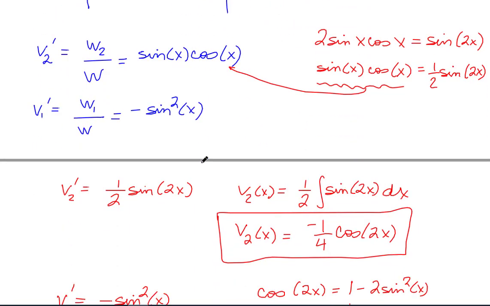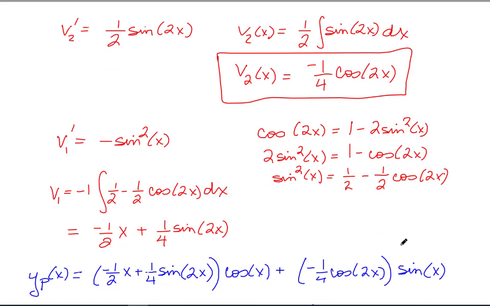So I'm integrating 1/2 sine 2x. This is easy. We get a minus cosine for the antiderivative of sine. Because of substitution, I get another 1/2 out, so a minus 1/4 cosine of 2x.